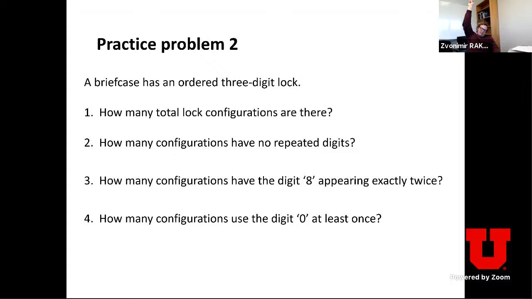I'll give you a couple of minutes to try to solve this. A note about the last one: there is a pretty simple way of solving it if you use one of the rules we haven't used so far. So please give this a try.